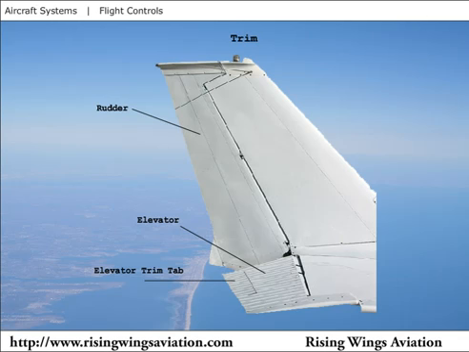As the airplane is flown at different speeds and configurations, it will tend to pitch, roll, or yaw, requiring the pilot to place a continuous force on the controls in order to keep the airplane in the desired orientation. By using trim, the pilot is able to relieve these flight control pressures, which reduces workload.